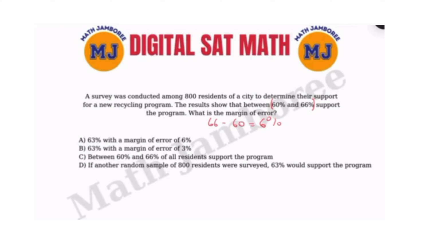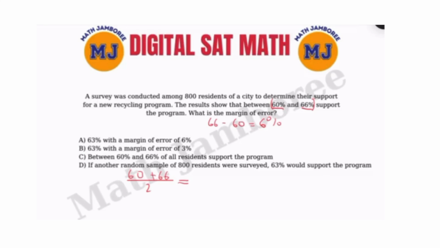Now we have to find the midpoint, and the midpoint is kind of the mean. You have to add the data you got and divide it by the number of data you got. So let me show you how that works. 60% and 66% divided by 2. Why by 2? Because we only got 2 data as information, so dividing by 2 is the most accurate way to do that.